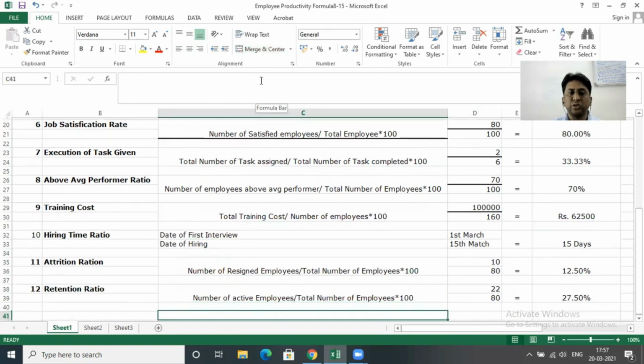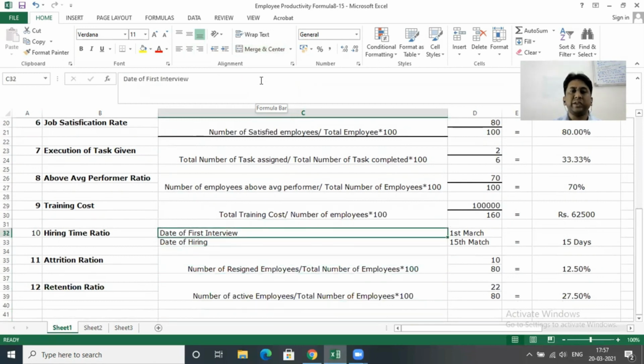Then hiring ratio. Hiring ratio is very simple. Date of first interview and date of hiring. Whatever the days is, 15 days is fair enough. If it is more than 30 days, then it's a question mark on hiring.